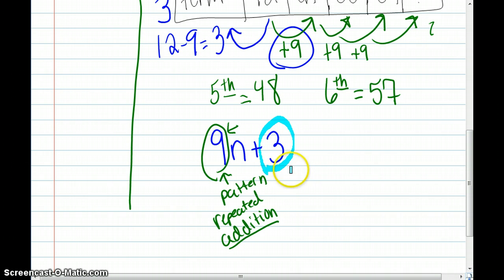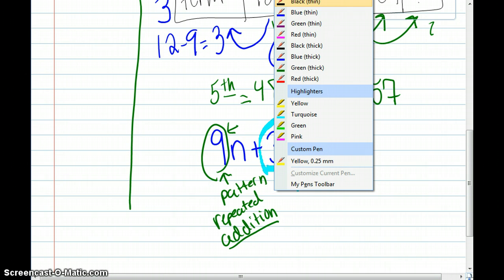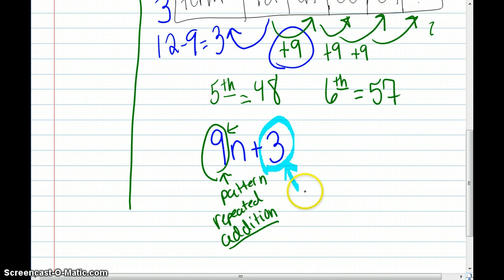The 3, or the second number that you add or subtract, which sometimes could be 0, is always the 0 position number. Let's say the value of it. The value of the 0 position.